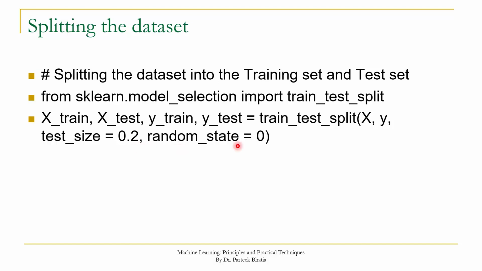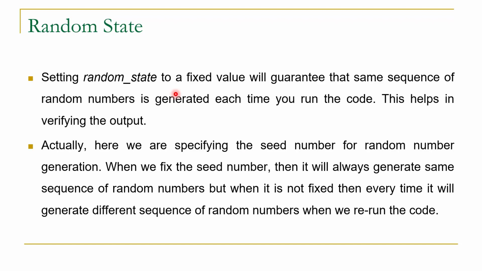random_state equal to 0 is used to fix the seed value for the random number generator. We have also discussed in our previous session that by fixing random_state to a fixed value, it will guarantee that the same sequence of random numbers is generated each time we rerun the code. Actually, this helps to verify the output. When we fix this seed number, it will always generate the same sequence of random numbers.